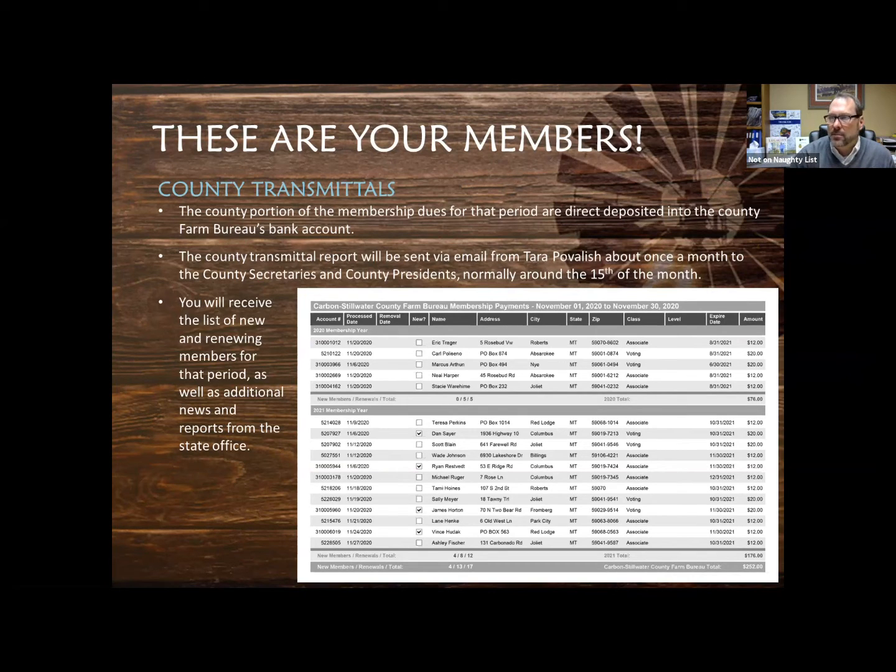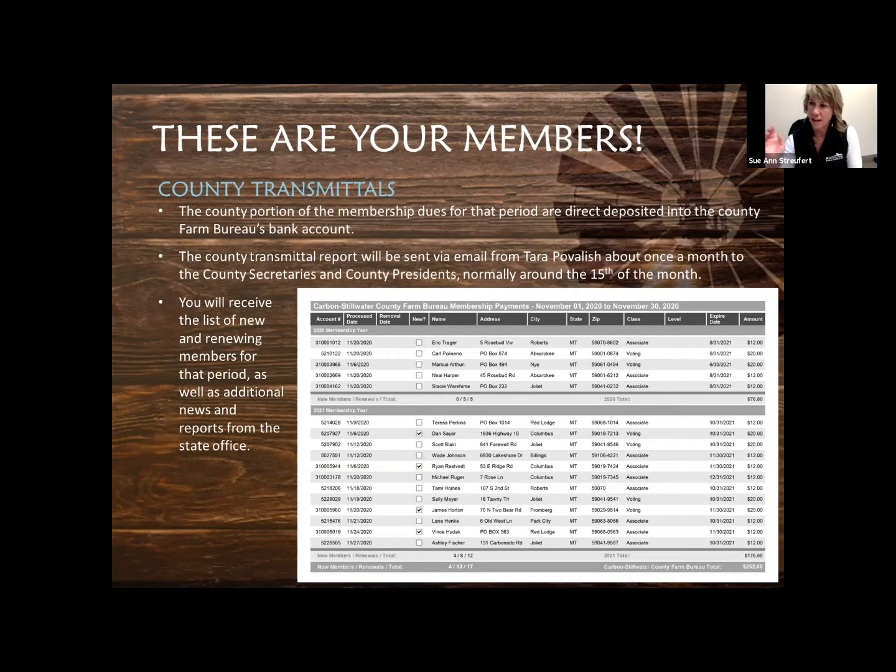And also, this is a new report. You probably haven't seen this one before. Tara and I expended every little bit of political capital that we had to get this report changed and a little bit easier with the Farm Bureau Development Corporation. So this is what the report will look like that you'll get going forward.